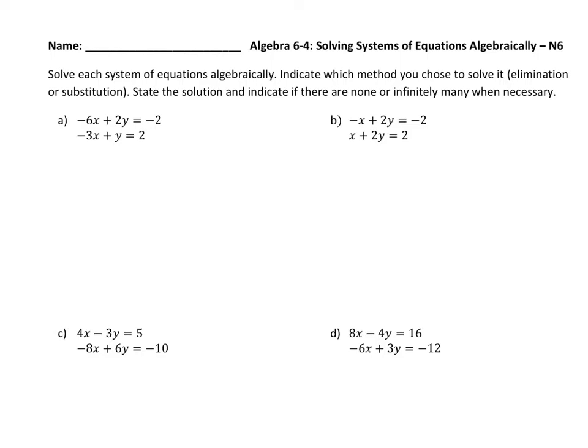Let's take a look at letter A. So looking at them, I've got one equation up top where I've got coefficients on both my variables. In the second equation, I have a coefficient of -3 for the x and a coefficient of 1 for the y. Whenever I have a coefficient of 1, I tend to like to do substitution. So I'm going to go ahead and do substitution. In order to do that, I need to get the y by itself. So I'm going to go ahead and add 3x to both sides.